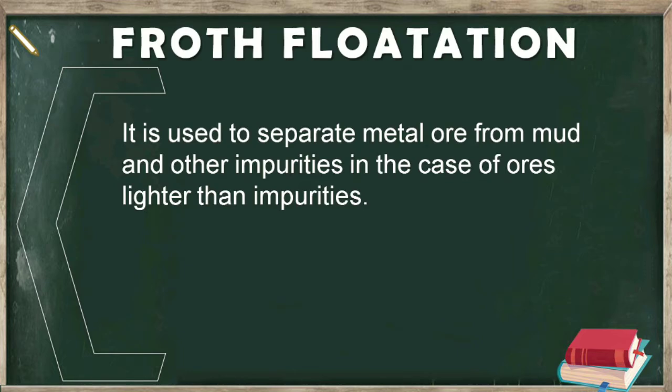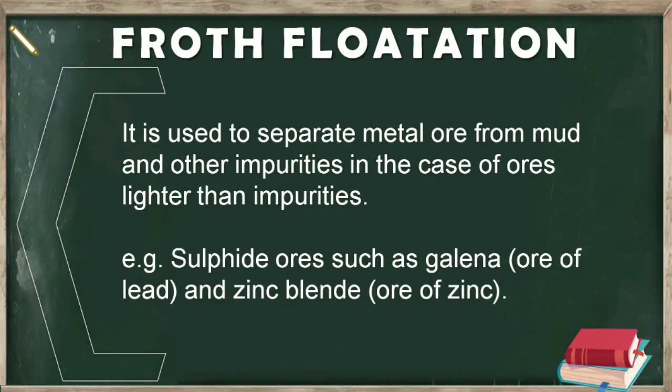Then the next separation technique is froth flotation. It is used to separate metal ore from mud and other impurities in case of ores lighter than impurities. It is based on the fact that the surface of sulfide ores is preferentially wetted by oils while that of impurities is preferentially wetted by water. The sulfide ores such as galena, which is an ore of lead with formula PbS, and zinc blende, which is an ore of zinc with formula ZnS, are separated from impurities by froth flotation method.